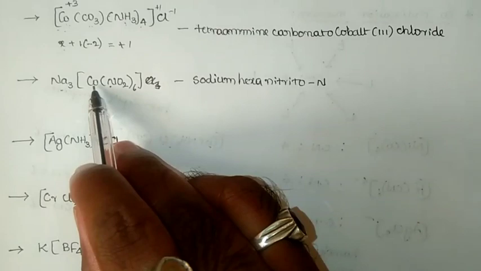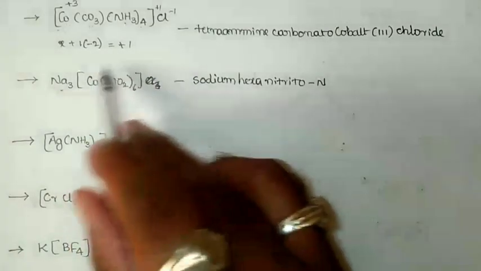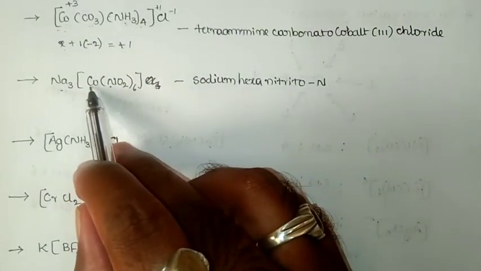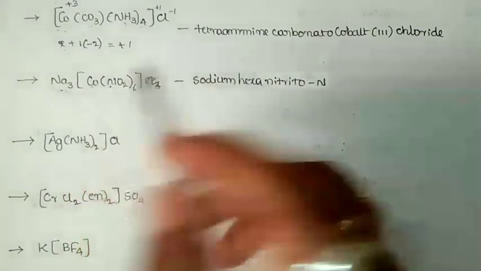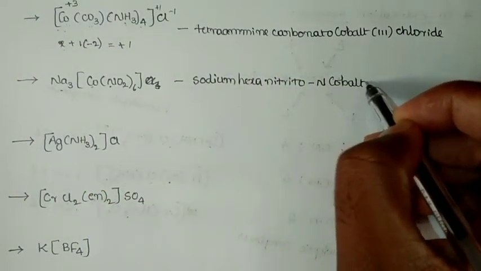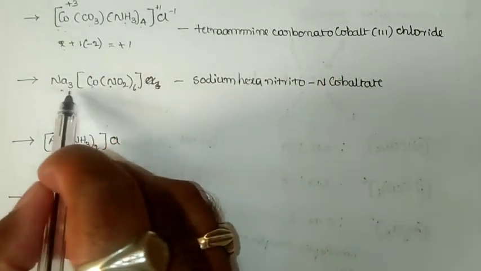Then we should say the name of the central metal ion, that is cobalt. Since the complex is a complex anion, the name of the central metal ion should end with the suffix ate. So it is cobaltate. And again we should find out the oxidation state.